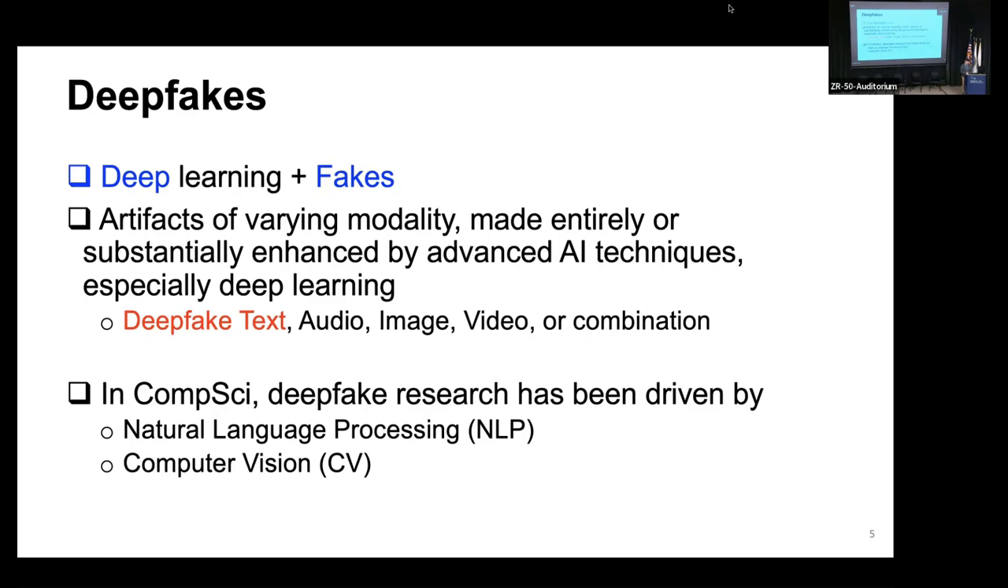Deepfakes, as everyone knows, is an acronym combining deep learning and fakes. It refers to any type of artifact made by advanced AI, especially deep learning, across different modalities. Although our focus is on the text modality, it also comes in audio, image, video, or any combination of them. Within computer science, in the last few years, we've seen a lot of advancement in this topic, driven by two sub-disciplines: the text domain by the NLP community, and the media domain by computer vision and computer graphics.